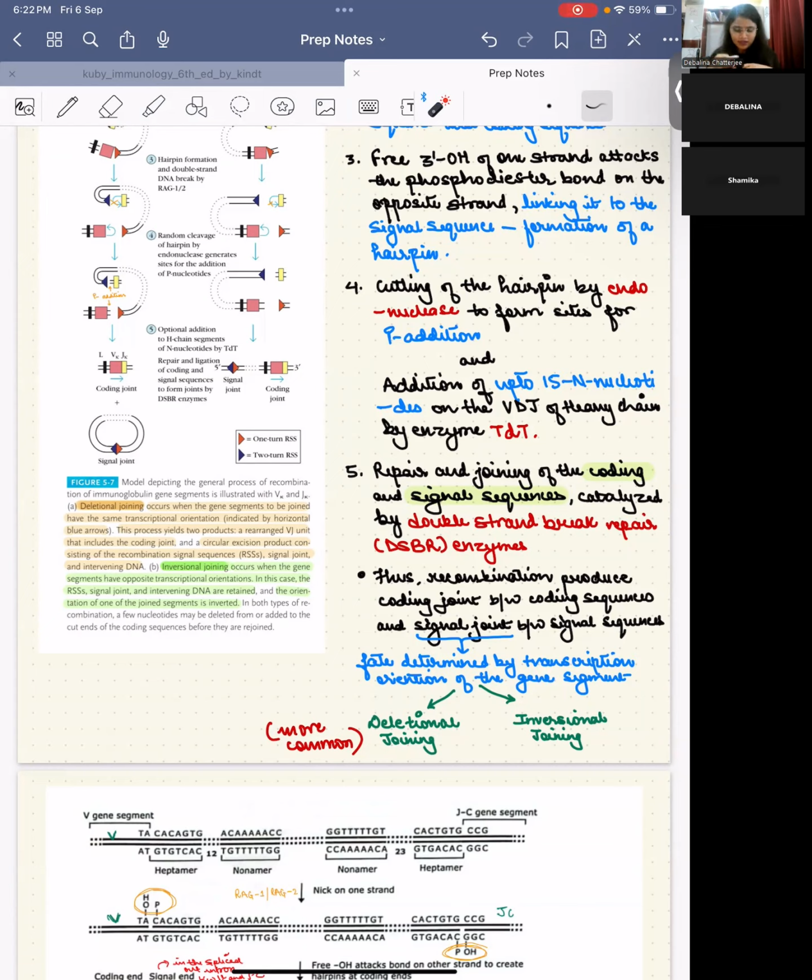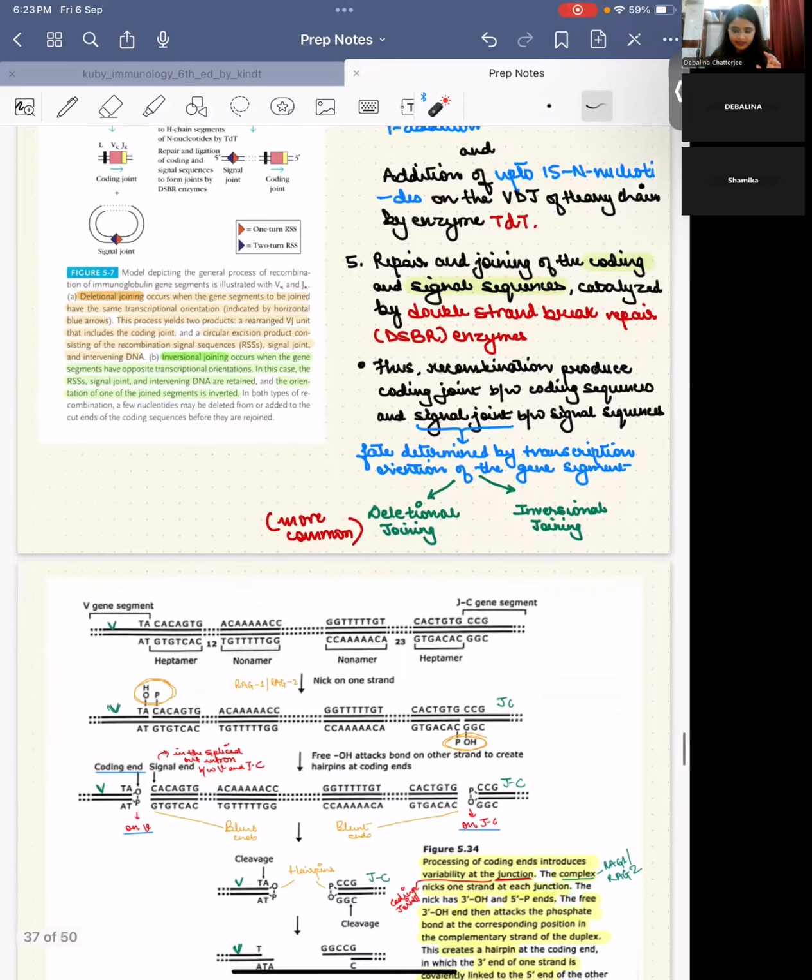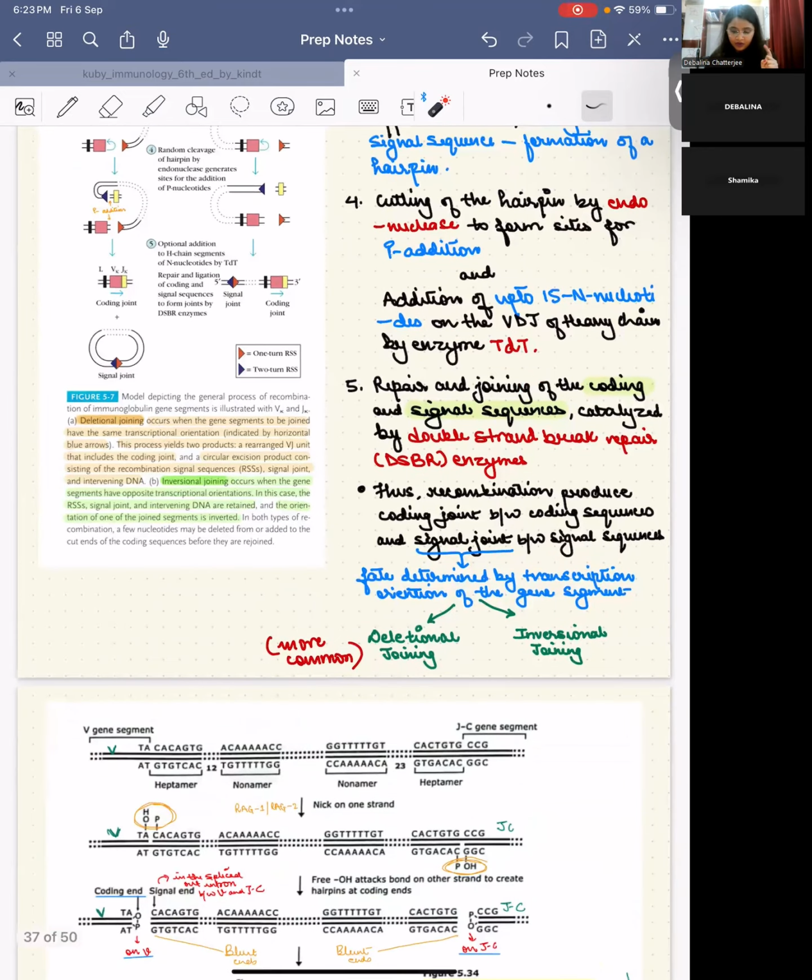Once these random insertions are made, ultimately we have these two green segments coming together and joining over with some additional nucleotides coming in between these joints, right? So this results into this ultimate stretch of DNA, which has a coding sequence and a signal sequence. And the ultimate joining of this is being mediated by certain double strand break repair enzymes.